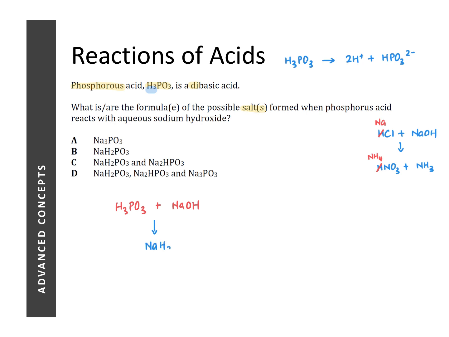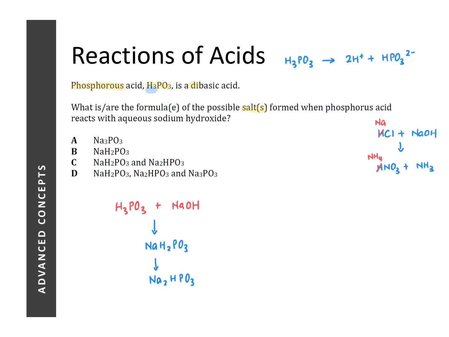So we have two hydrogens remaining, and this is the formula of the salt. And the second salt that we can get would be to replace one more hydrogen with a second sodium ion. So this is the formula of the second salt that can be formed. Okay, would there be a third salt?